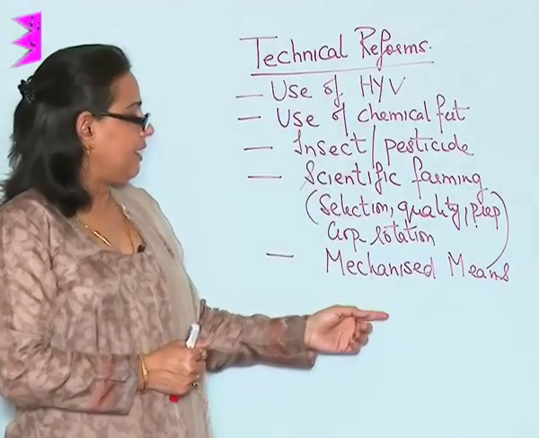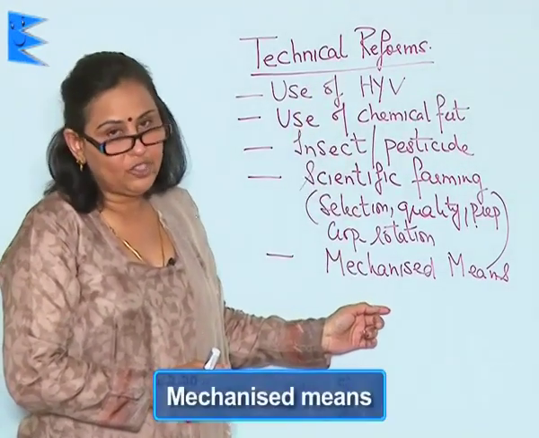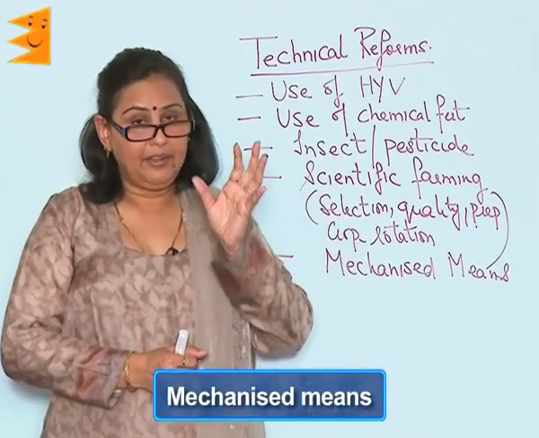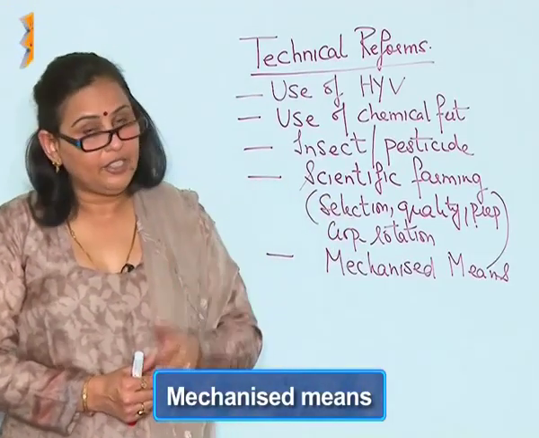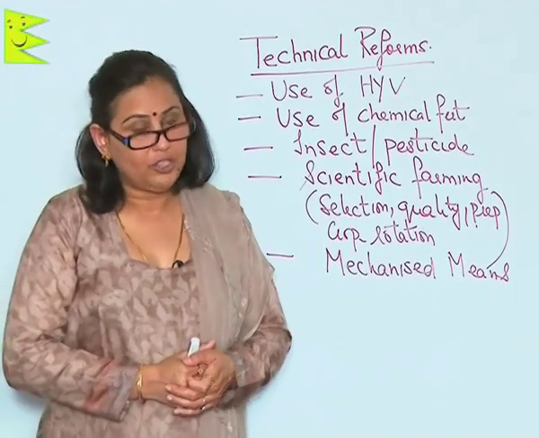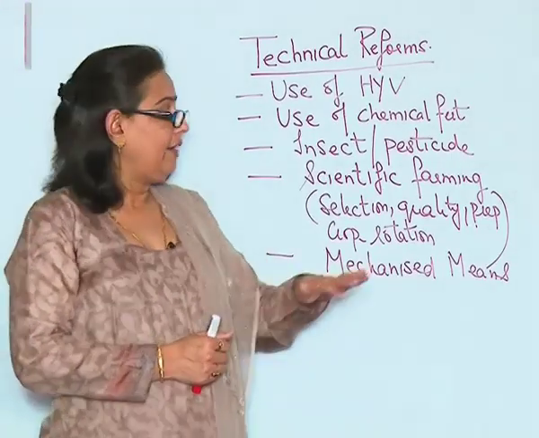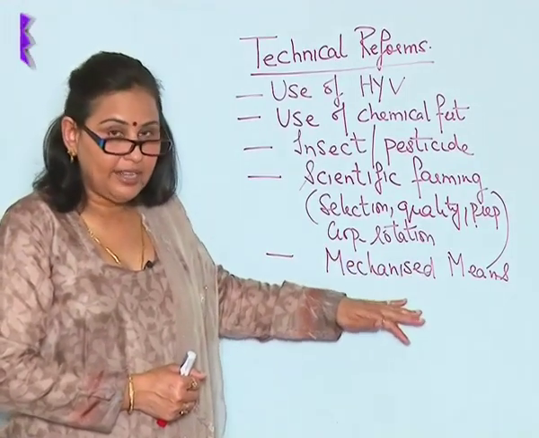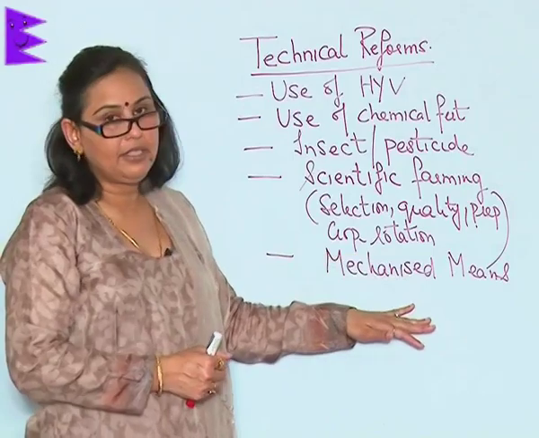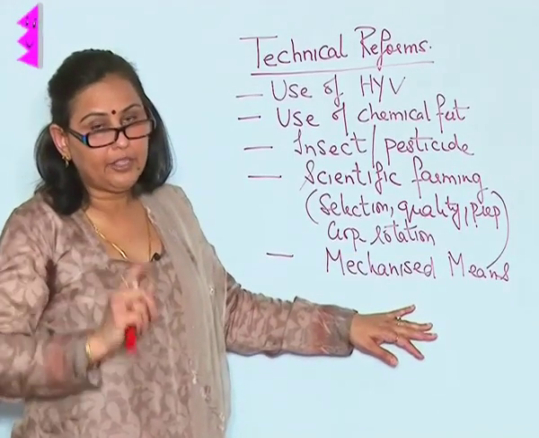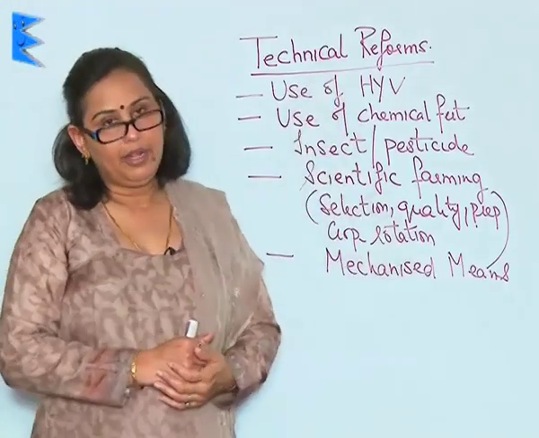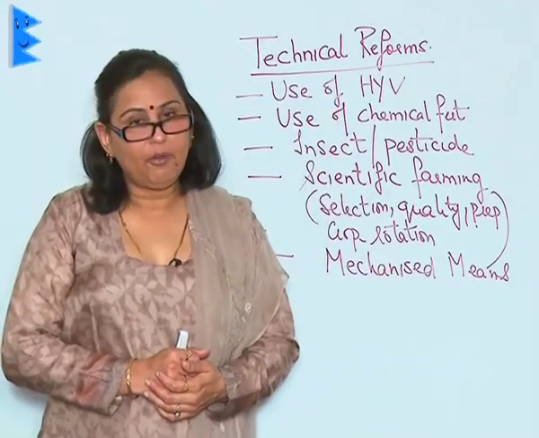The next technical reform is mechanized means. New machines like tractors, threshers and so on have been encouraged by the Indian government, and for this, loans are provided by various nationalized banks to the farmers so that productivity in India increases. So these were the technical reforms in India.